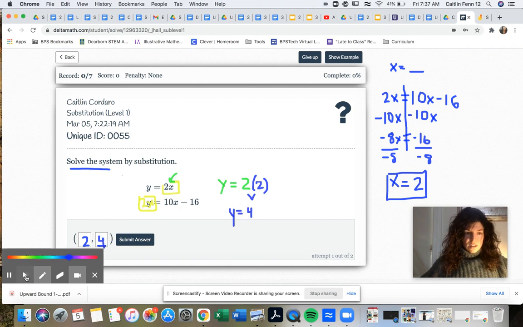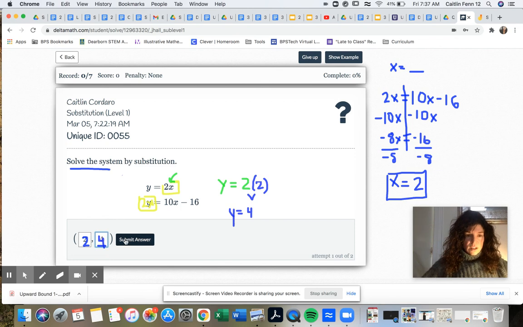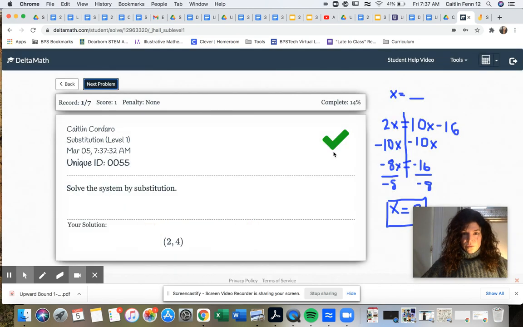So there we go. Let's get it typed in there before the bell rings. 2, 4. It's like class. Got it. All right. Those are the steps.